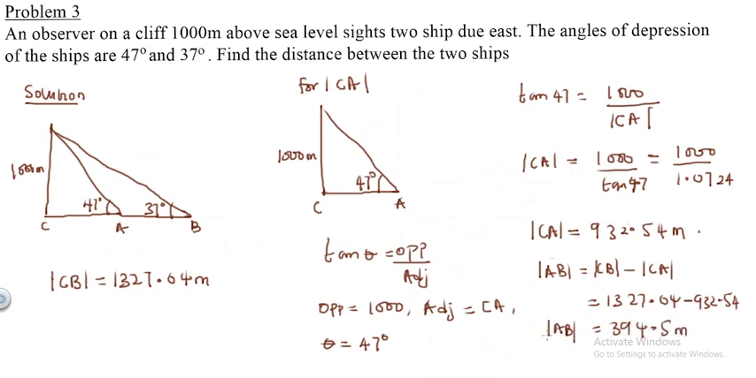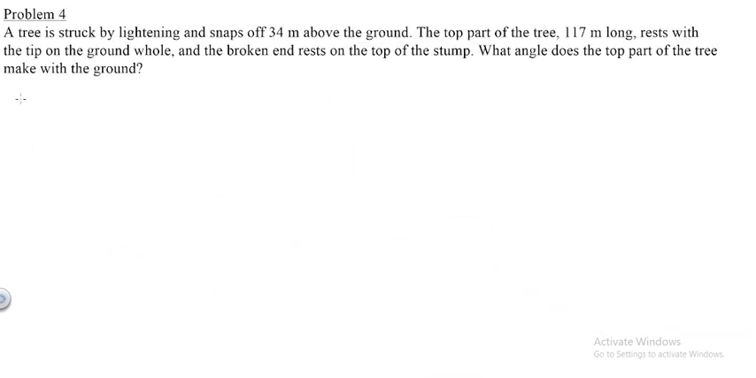This implies that the distance between the two ships is 394.5 meters. Let's take another example. For our next example, let's make a solution first.